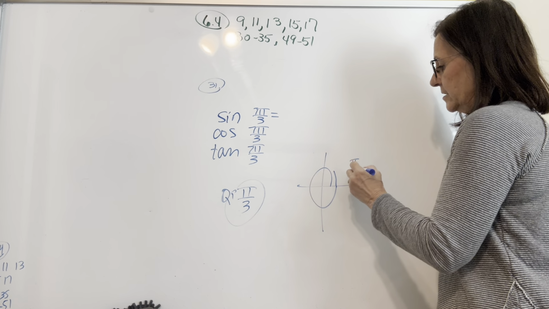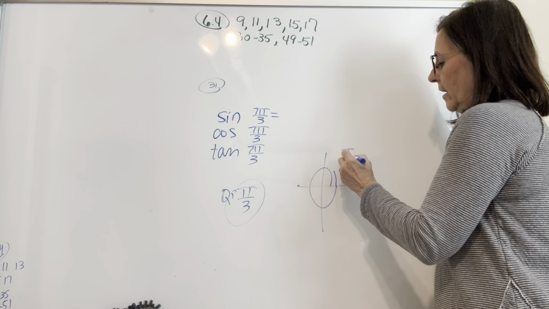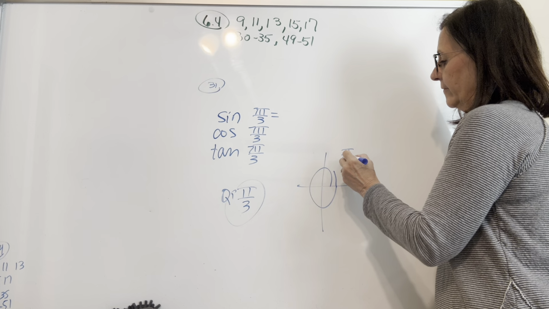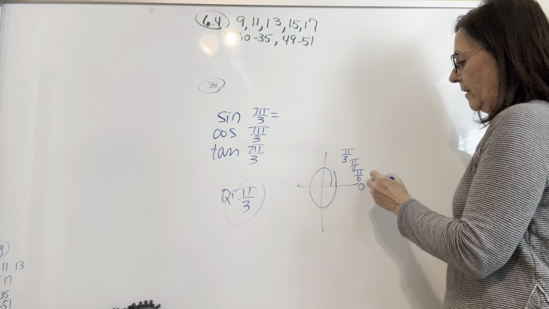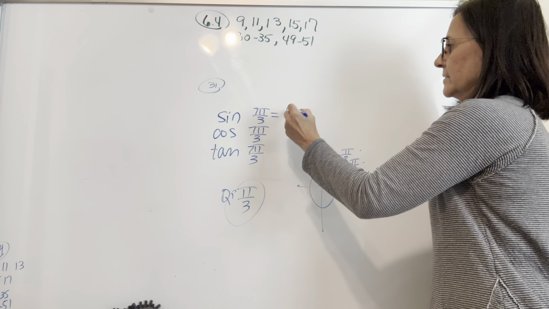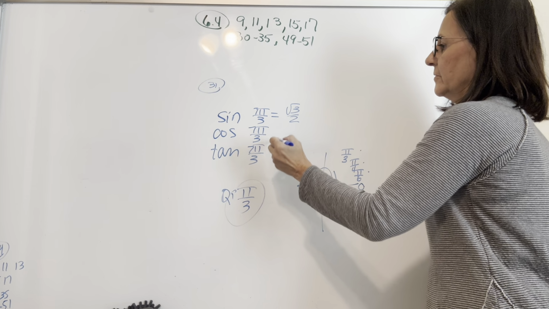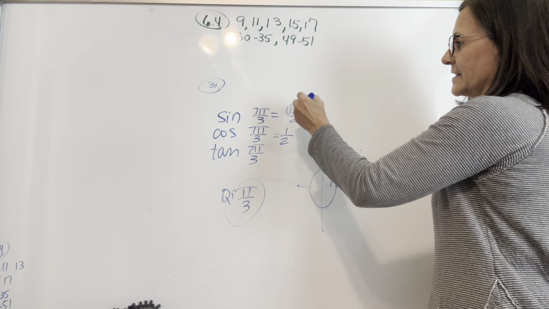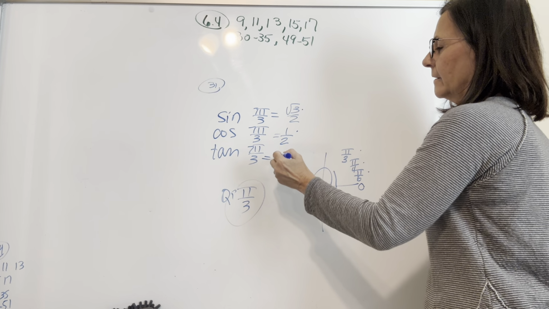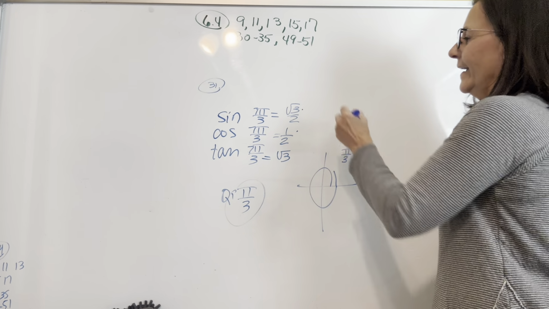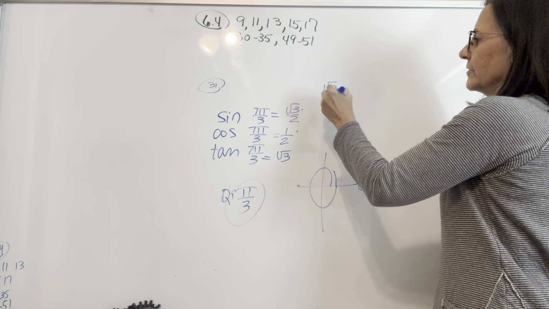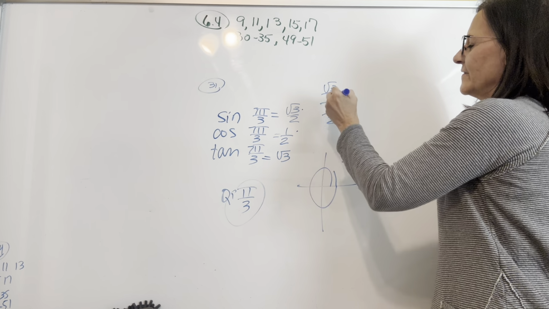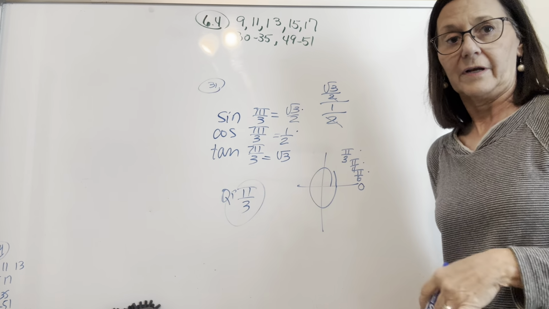Remember, pi over 6, pi over 4, pi over 3. From 0 to 1, 2, 3. So it's the square root of 3 over 2. Then this has to be 1/2. The tangent is the sine over the cosine, which is just the square root of 3. It would be the square root of 3 over 2 over 1/2. They have the same denominator, so it's square root of 3.